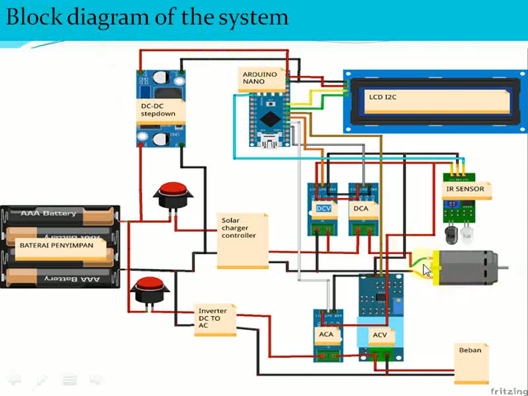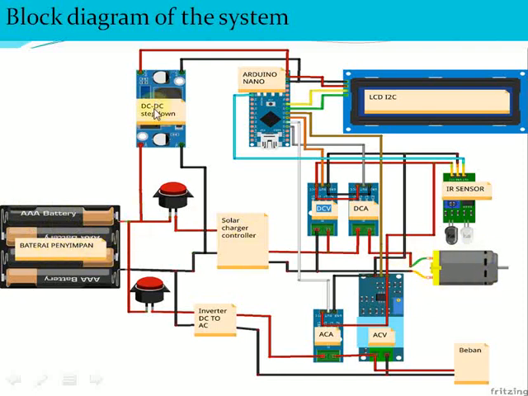Let's start here. This is the generator. We use an AC, or alternating current, generator. Its output will be converted to DC by inserting a rectifier here. This uncontrolled voltage will be regulated by using a solar charge controller, so its output of about 12 volts can be directly connected to the battery here. The battery is used to store the energy that has been produced by this generator.